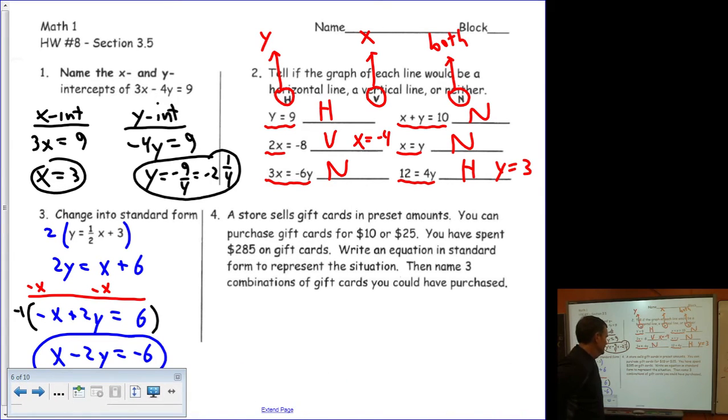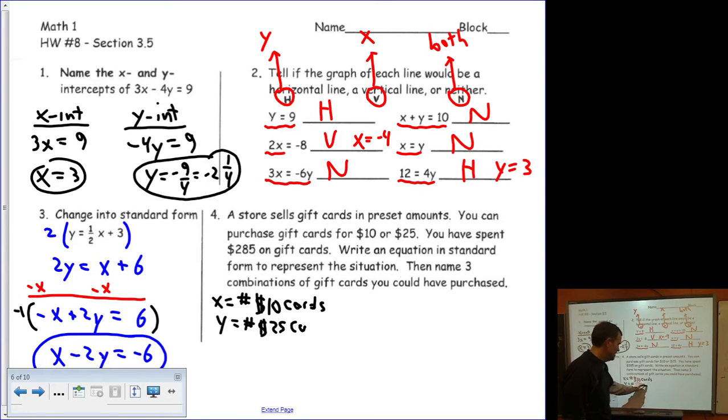Number 4, I have to write an equation. So, the first thing I'm going to do is set up two variables, x and y. I'm going to have x equal the number of $10 cards that I purchase. And I'm going to have y represent the number of $25 cards. Anytime you do a story problem, you must tell what your variables represent in the problem.